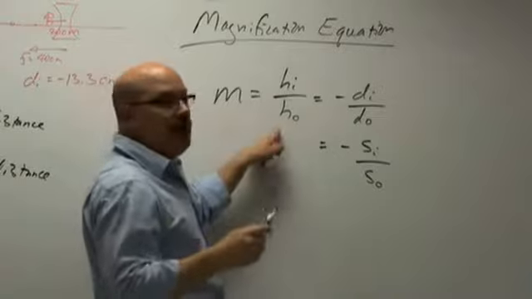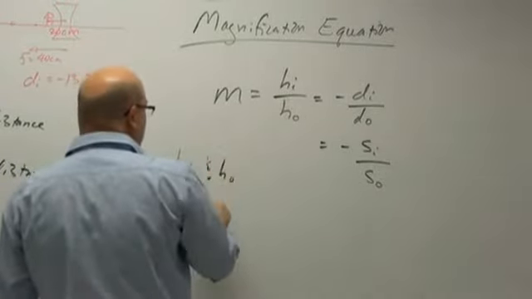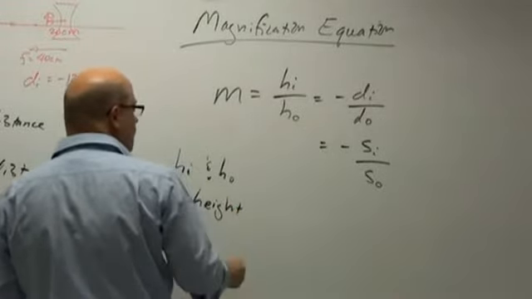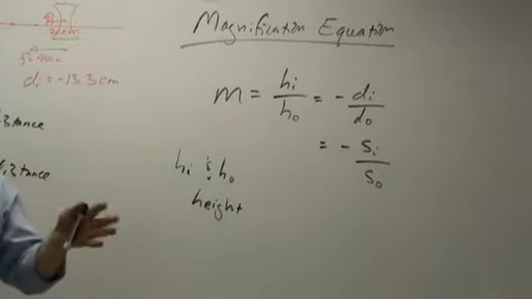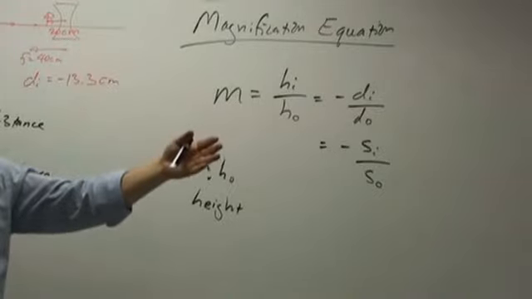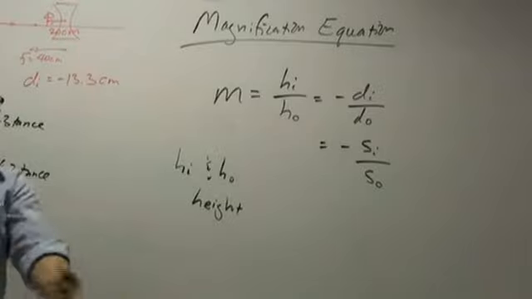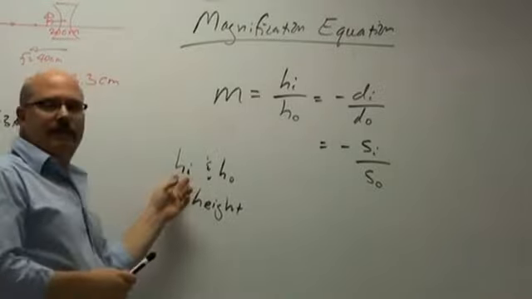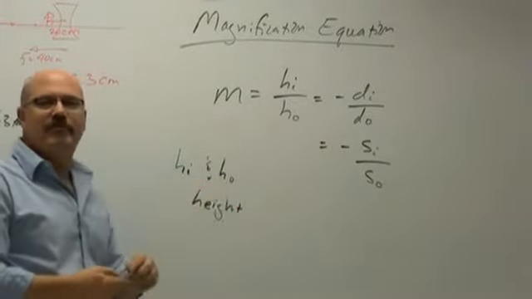Okay, HI and HO. Hi-ho. That's height of image and object. Now, height means size. So it could be diameter, length, radius, any kind of one-dimensional measurement of the object. So height of the image, height of the object.